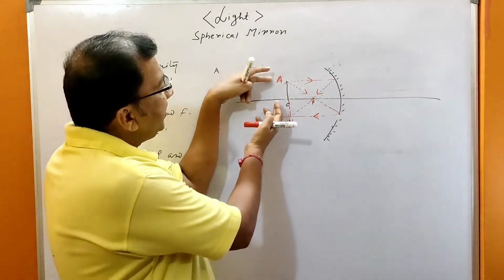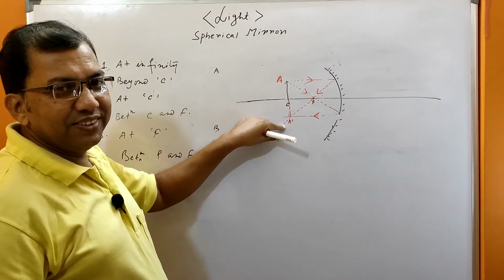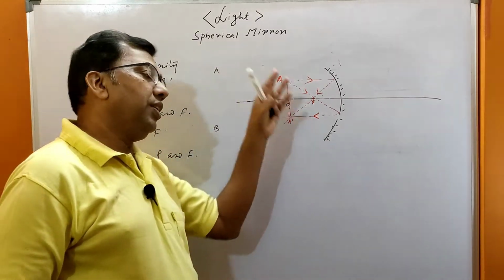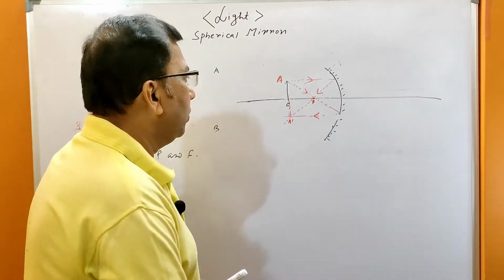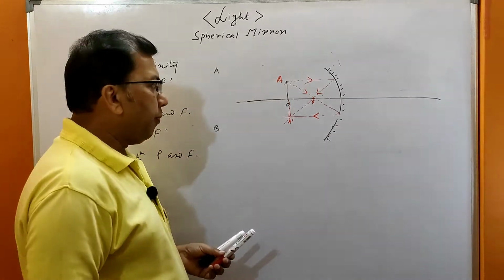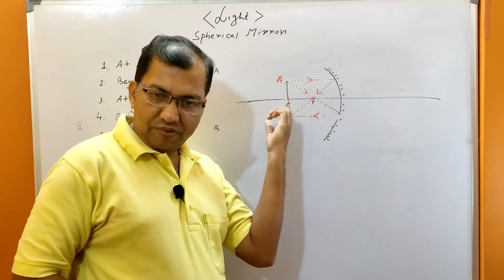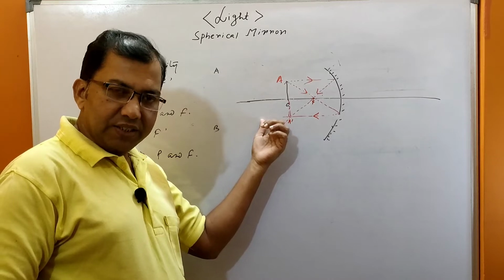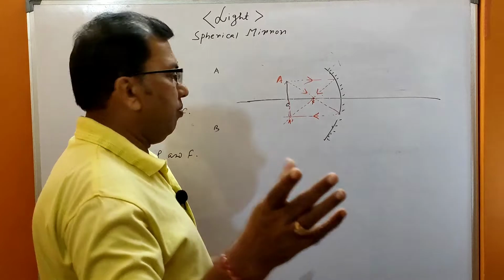And size most probably the same. Same size, inverted, and at the position center of curvature. Has it been given? Okay? Look, go through your book and then practice all these things. The object at the center of curvature, the image will be at the center of curvature. Image will be the same size. So it will be very easy to draw if we practice by drawing it.